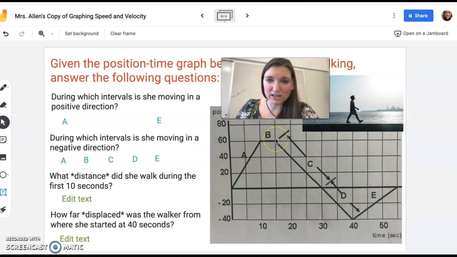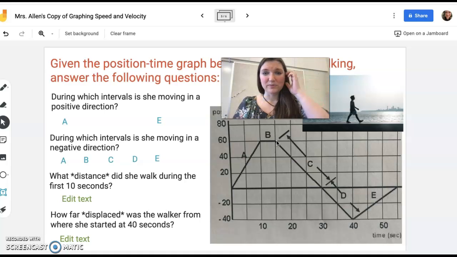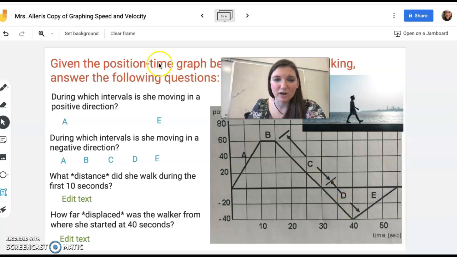So during which intervals is she moving in a negative direction? So a negative direction is where as time is going up, the distance is going down. So C and D are both negatives.